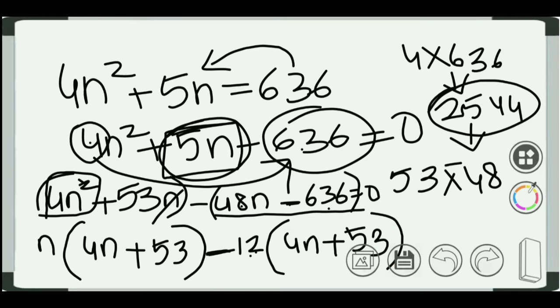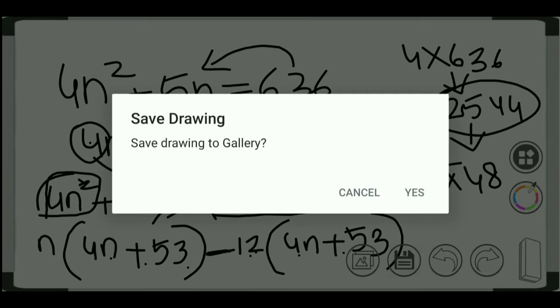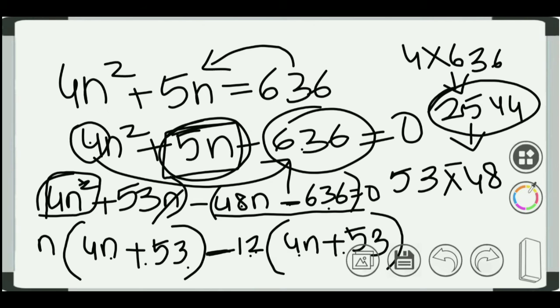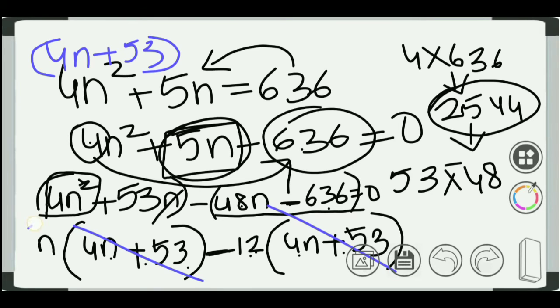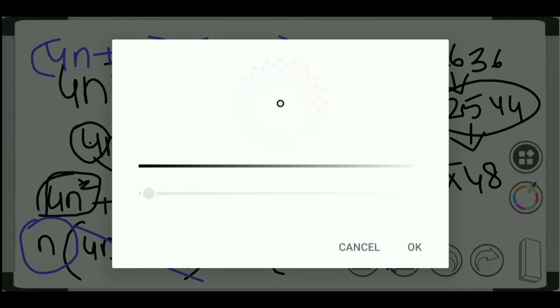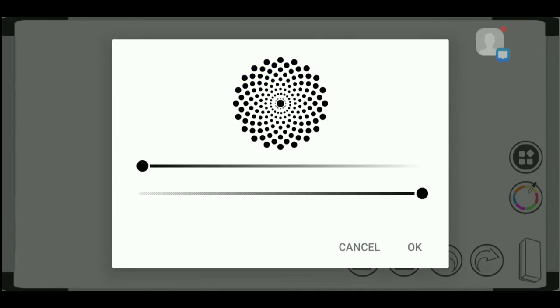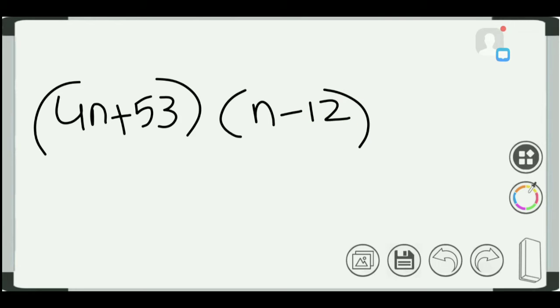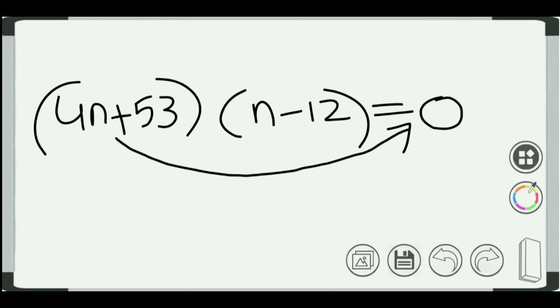Now you got again two common terms, 4n plus 53, 4n plus 53. So I am taking this 4n plus 53 outside. What is remaining? n minus 12. This is your next factor, n minus 12. So 4n plus 53 and n minus 12 are your factors. So 4n plus 53 into n minus 12 is equal to 0. You can equate each term to 0 and see what is the value of n.